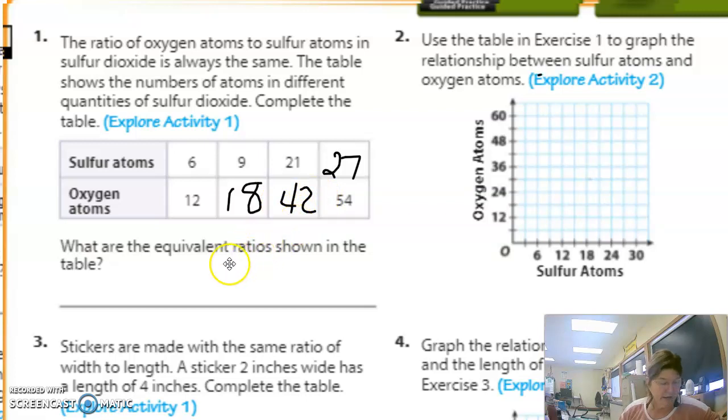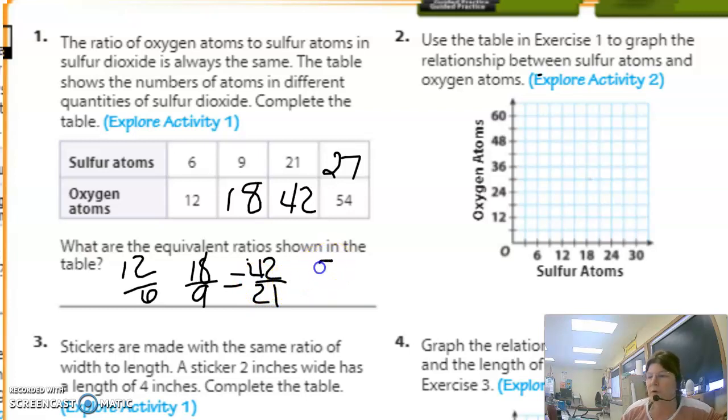So what are they? We have 12 over 6, okay? We have 18 over 9. We have 42 over 21. And we have 54 over 27. Those are our equivalent ratios.